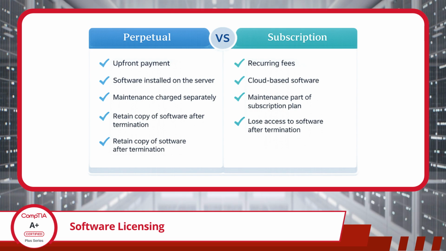This differs from subscription-based licensing models, which typically involve recurring monthly or yearly fees. Subscription software is often cloud-based, with maintenance and updates included as part of the subscription plan. The major difference is that if the subscription ends, access to the software usually ends as well. With a perpetual license, even if support expires, you generally retain access to the version you originally purchased.